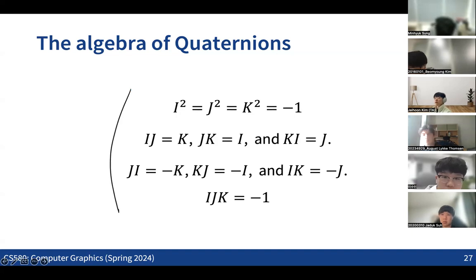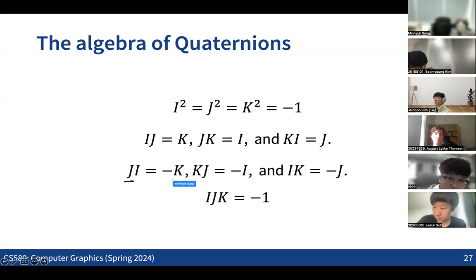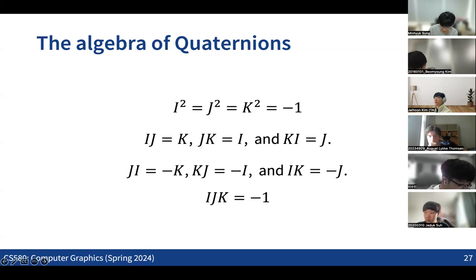The square of each imaginary number is minus one. And i times j is k, j times k is i, and k times i is j. The other way around, j times i is minus k, and k times j is minus i, and likewise for the remaining pair. Also, the product of all three imaginary numbers, i times j times k, becomes minus one. This follows from the previous two conditions. So this is clear, right?